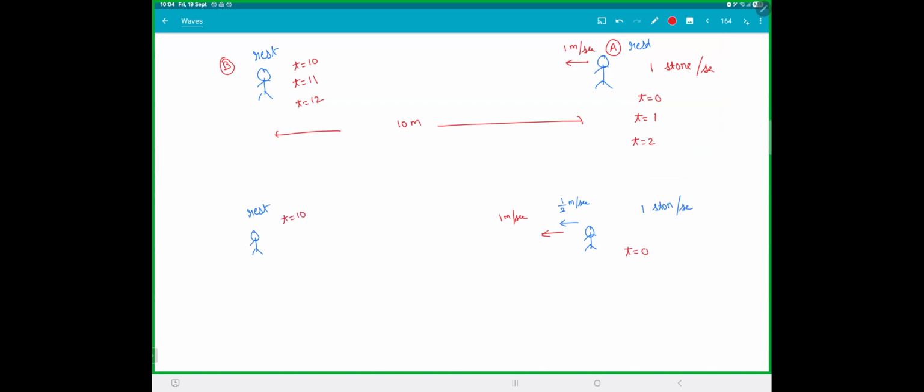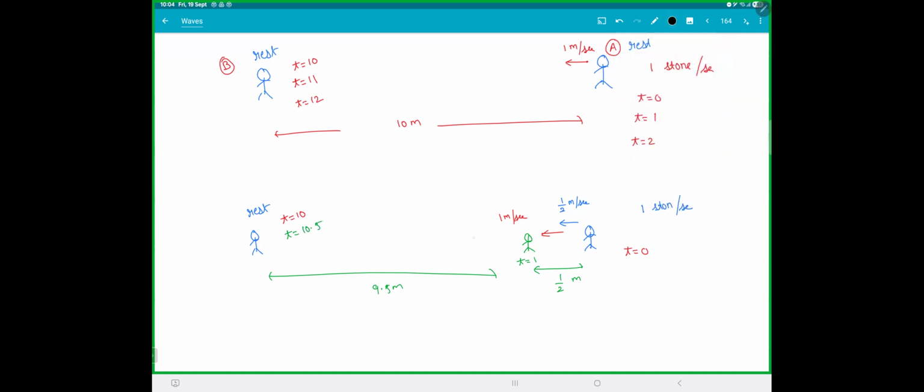When I throw the second stone, am I still at the same place? When I throw the second stone, I must have walked a little forward. How much? Half meter. And this distance has become 9.5 meters. So I'm throwing the stone from here. So the stone which I throw at t is equal to 1 will reach the person at what time? 9.5 seconds plus 1 second initially. So it will reach at 10.5.